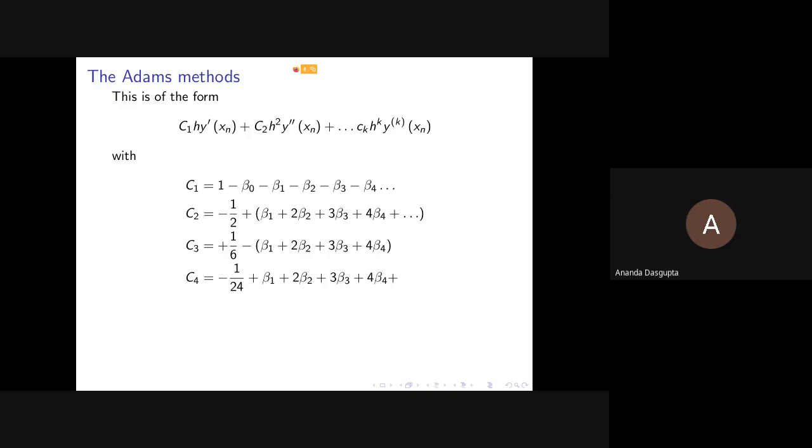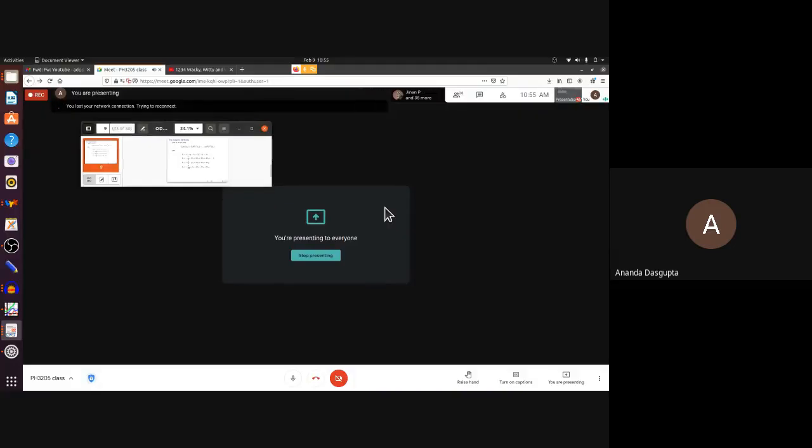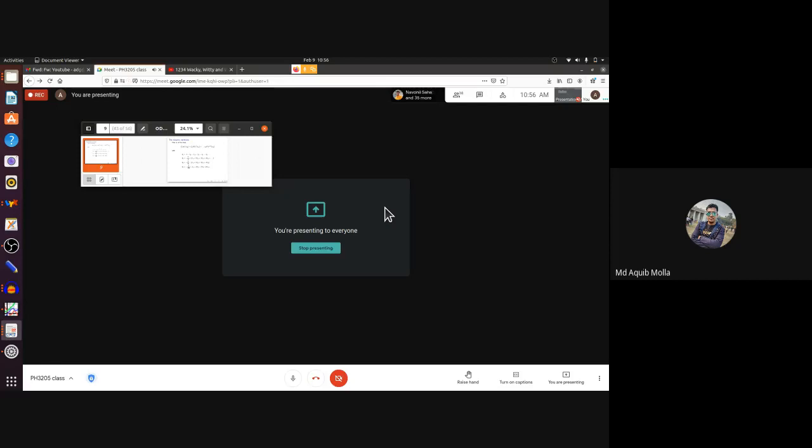But if this is true, then can anybody tell me what beta 0, beta 1, beta 2, beta 3 should be? First of all, how many betas do you have? How many unknowns? Deliberately switch off the presentation because that might be misleading. How many unknowns do you have? K number of unknowns. Exactly, k number of unknowns, and k is up to you.